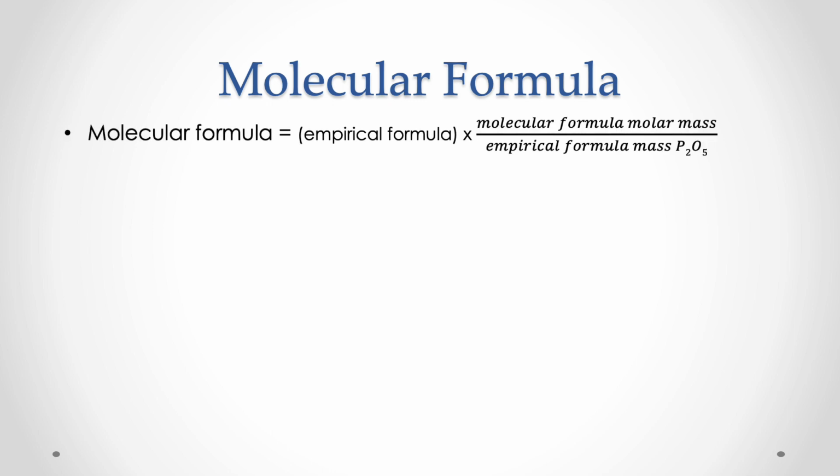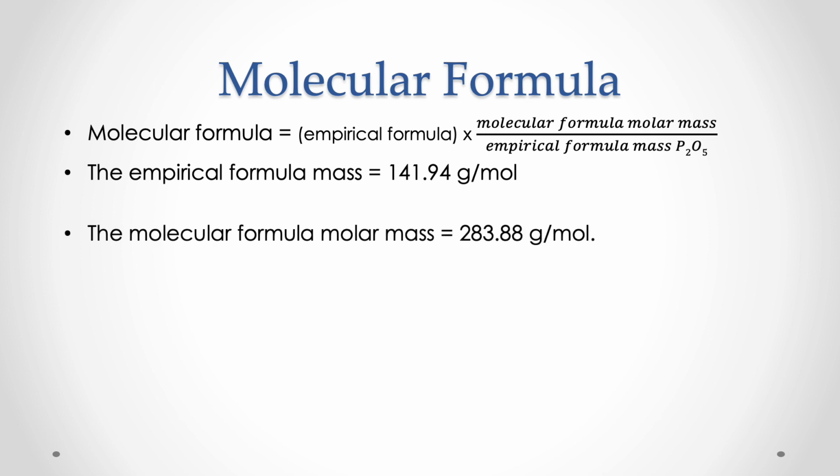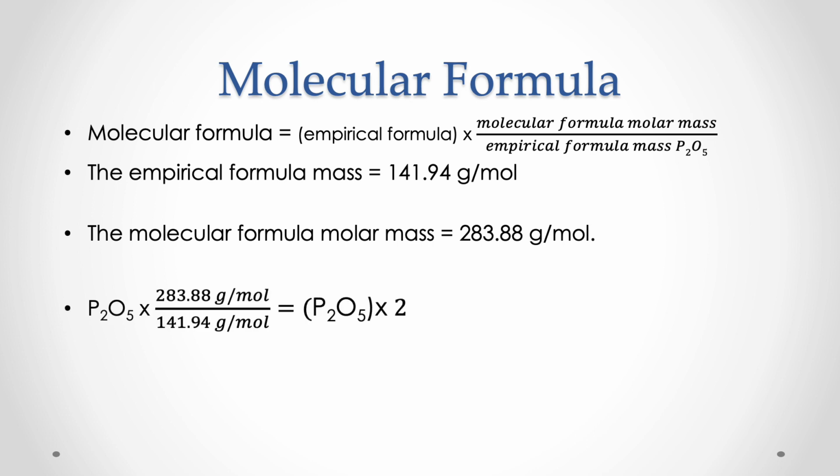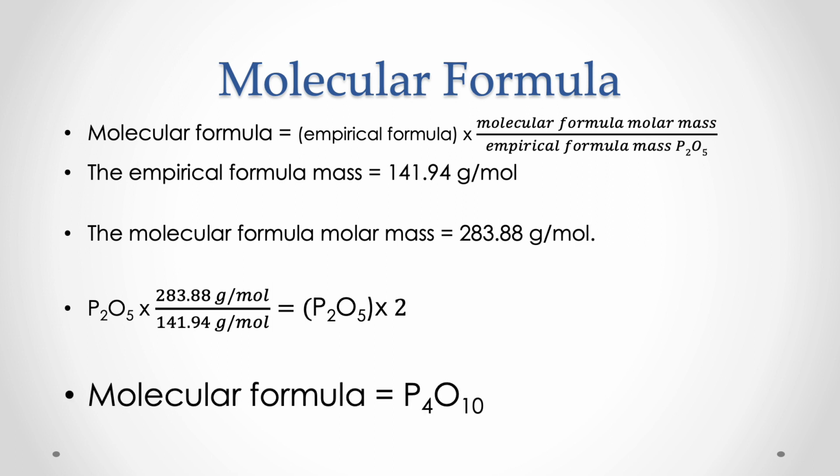We can now find the molecular formula by finding the relationship between the molecular formula mass and the empirical formula mass. I have earlier videos describing this equation. The empirical formula is 141.94 grams per mole, while the molecular formula, 283.88 grams per mole, was given in the problem. This gives us a ratio of 2. We can distribute the ratio of 2 to find the molecular formula of P4O10, or tetraphosphorus decaoxide.